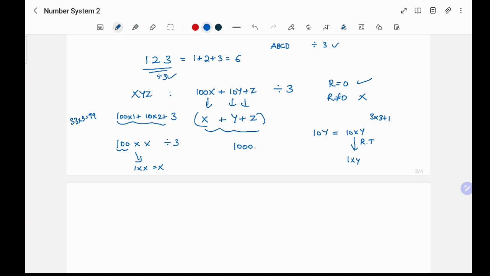If you take 1000 also, 1000 is nothing but 333 into 3, which is 999, plus 1. This will again give a remainder of 1 when divided by 3. So that is the catch. 10 power any x, any natural number, when divided by 3 will give a remainder of 1. So that is why from any number we can convert it to the sum of digits. It is just sufficient to check if the sum of the digits is divisible by 3.